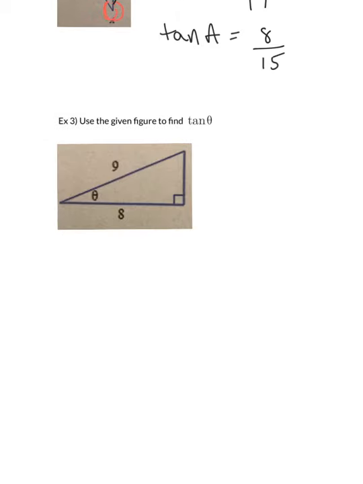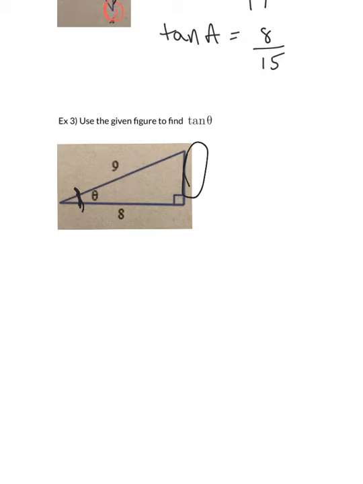On example 3, we are asked to find tangent of theta for the figure we are shown. So everything that we are doing for tangent is in relationship to the angle that's over here. Tangent is opposite over adjacent. The opposite currently has no value. We have to figure out what that value is.